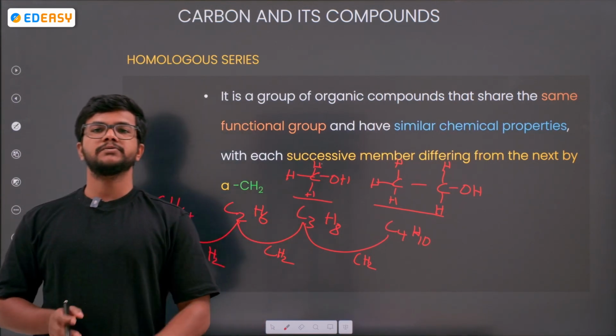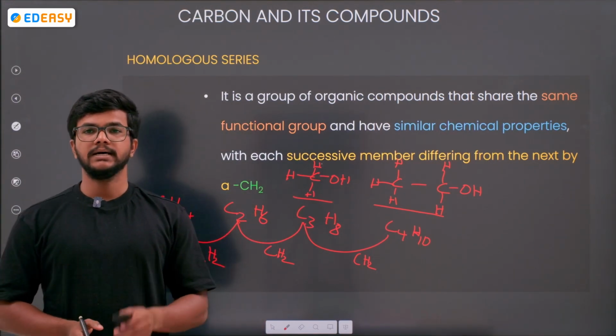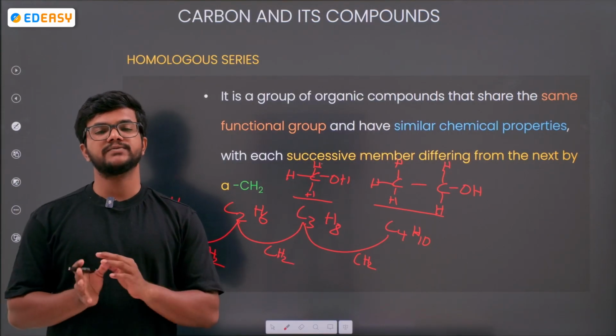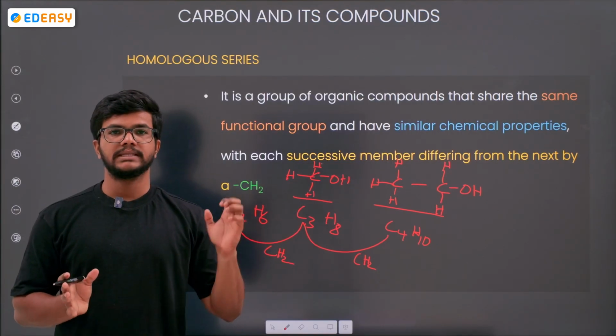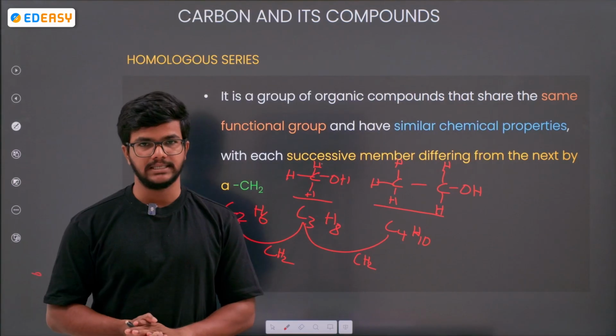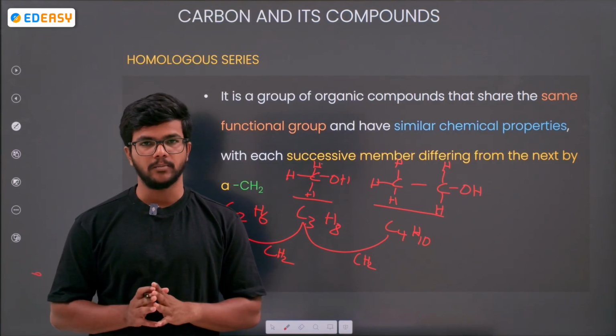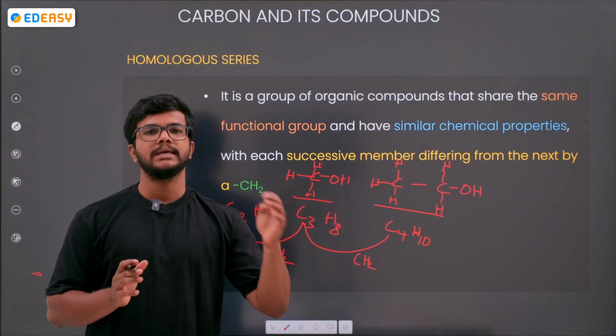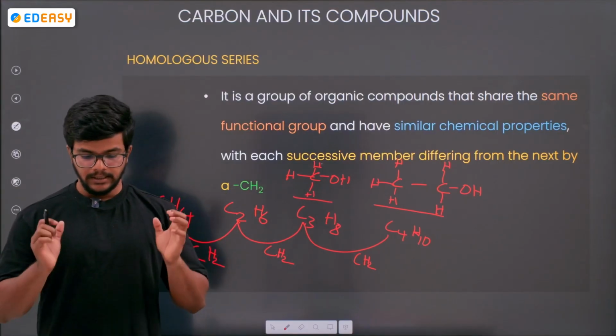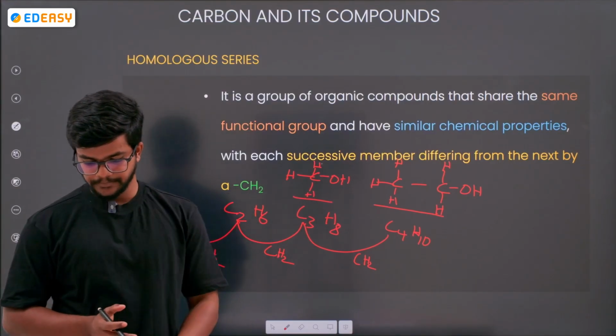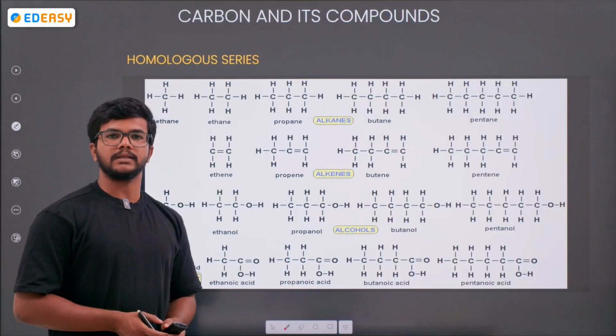Okay, so this is what the homologous series is. The successive members differ by CH2, then it is called a homologous series. The series of carbon compounds differing by CH2 is called a homologous series. Please note it down, students. Next is homologous series.